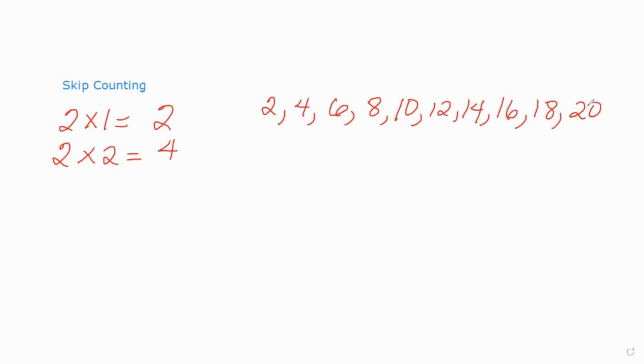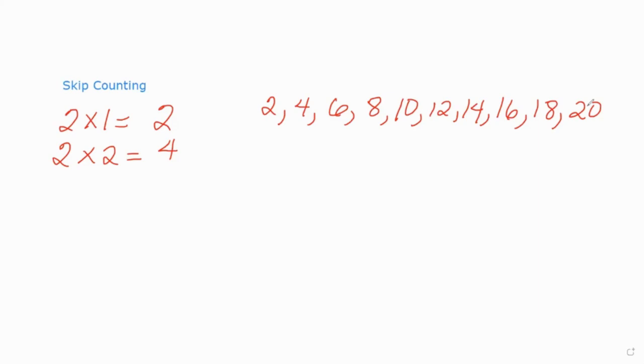So skip counting is when you're going just like that. 2, 4, 6, 8, 10, 12, 14, 16, 18, 20, 22, 24. You're skipping the odd numbers, if you know what odd is. It's the number in between the even numbers, if you know what even is. But if you don't, we're not going to discuss that right now. But you're going 2 to 4 to 6 to 8 to 10 to 12 to 14, 16, 18, 20, and on to positive infinity. So that's skip counting.